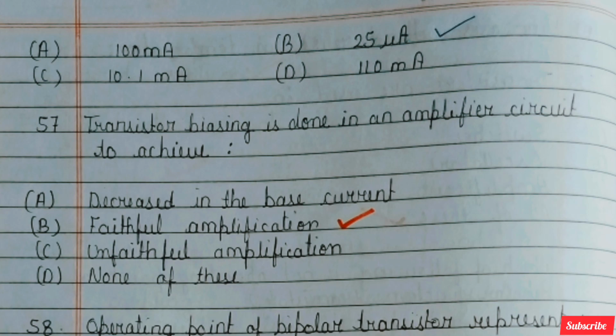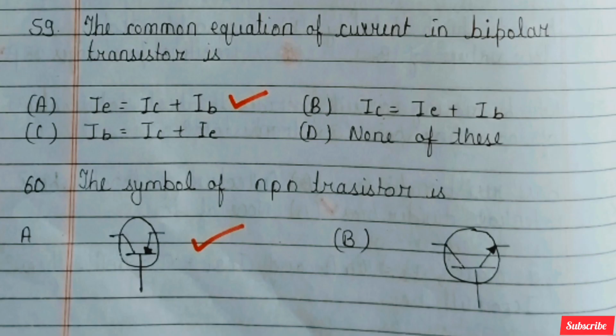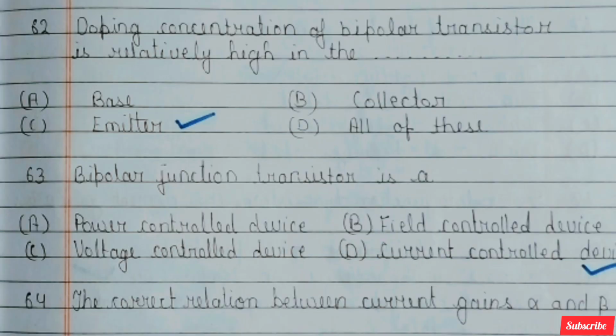Option B is right. Operating point of bipolar transistor represents. Option C is right. The common equation of current in bipolar transistor is. Option A is right. The symbol of NPN transistor is. Option A is right. Most popular transistor configuration is. Option B is right. Doping concentration of bipolar transistor is relatively high in the.